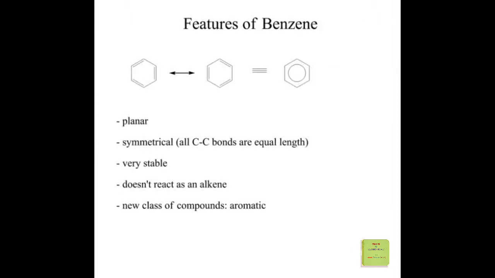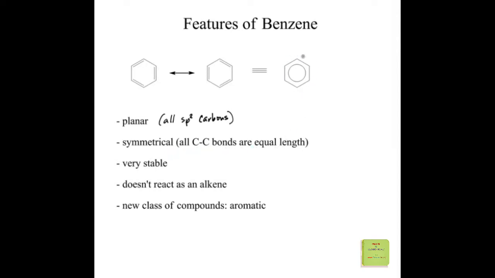So let's list some of the features that we've seen so far. It is a planar molecule. All of the carbons are sp2 hybridized. That means trigonal planar with a p orbital on each atom. It's completely symmetrical. In other words, all carbon-carbon bonds are equal in length.